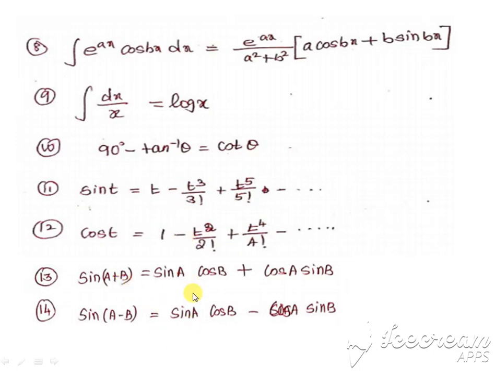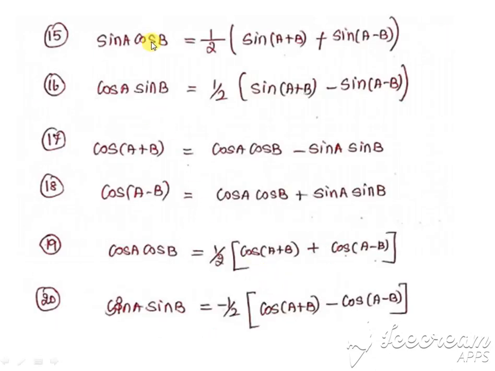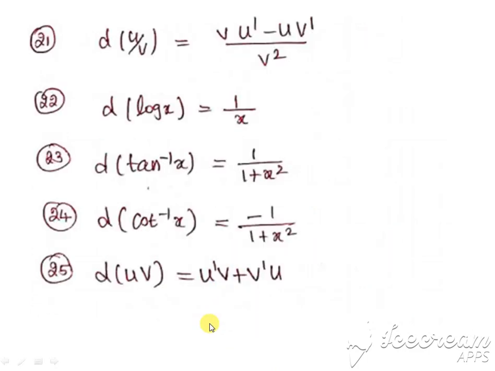Then sin(a plus b) is sin a cos b plus cos a sin b, and for sin(a minus b) only the sign changes. While adding these two we get one formula, while subtracting these two we get another formula. Then cos(a plus b) is cos a cos b minus sin a sin b, and here it is simply opposite: plus means minus, minus means plus. Adding we get the first formula, while subtracting we get the second formula.